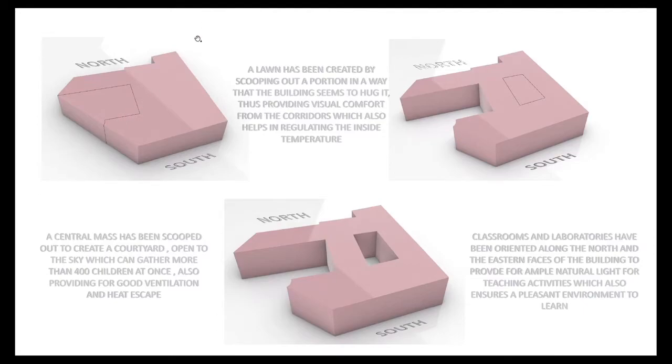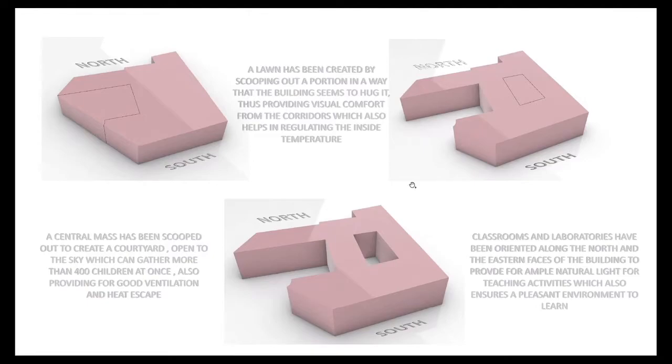First, I scooped out a portion of the mass to create space for a lawn in such a manner that the building seems to hug it. Since the lawn is surrounded by the main corridors of the building on three sides, it provides for visual comfort and also helps in regulating the temperature inside.